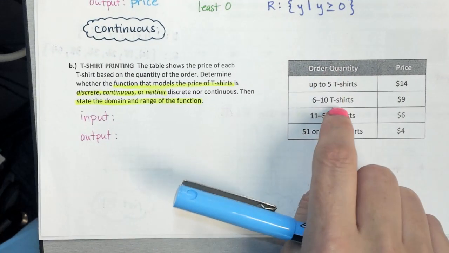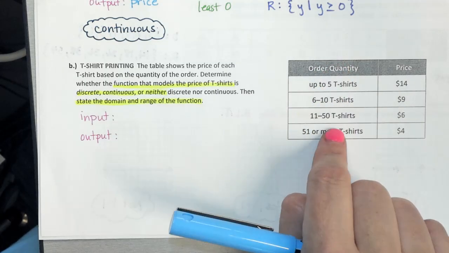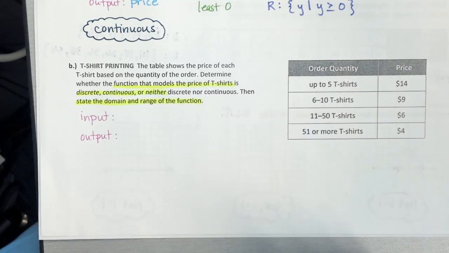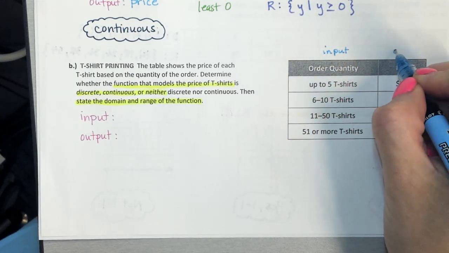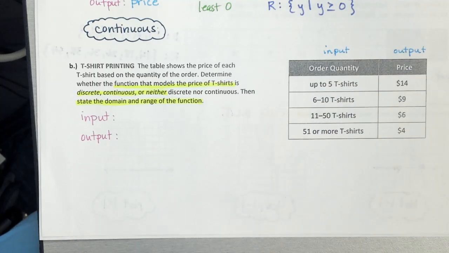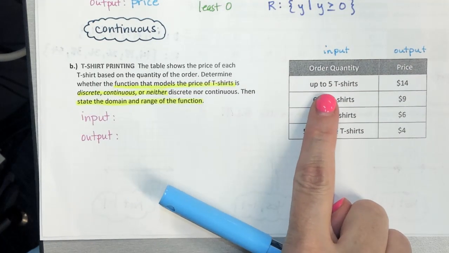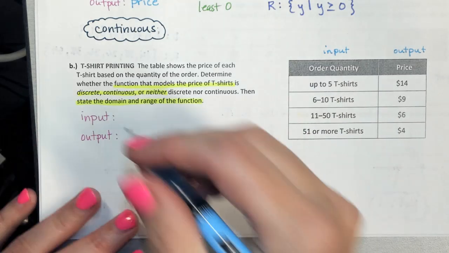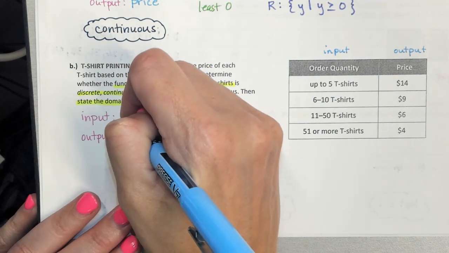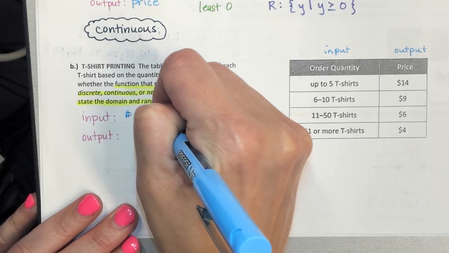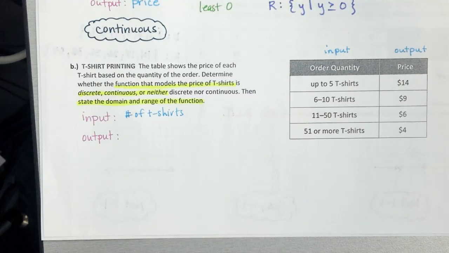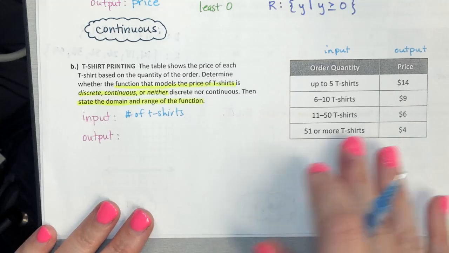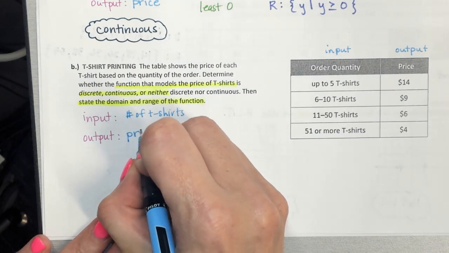When you have a table, this is really nice as well because the input is most often on the left side. So the input and the output are here. It says order quantity, but it's the order quantity of the what? T-shirts. So it's the number of t-shirts that you're buying, or you can say quantity of t-shirts. That is fine. Your output is going to be the price of each shirt.